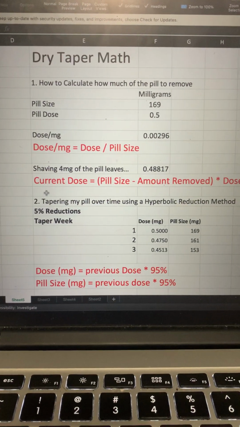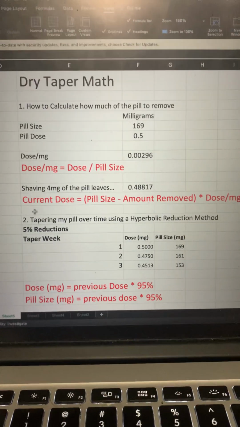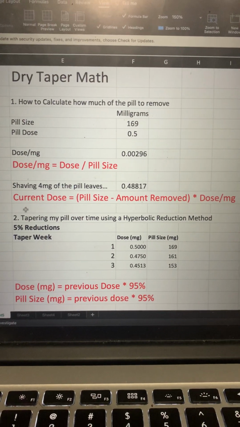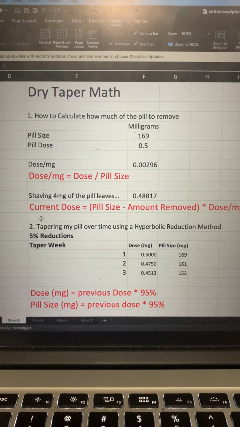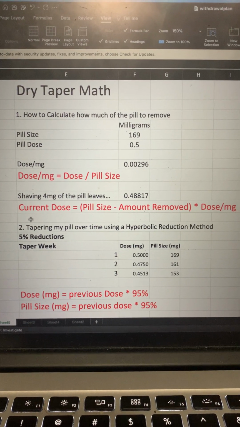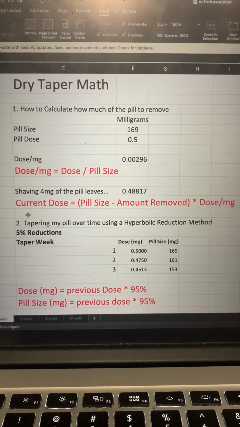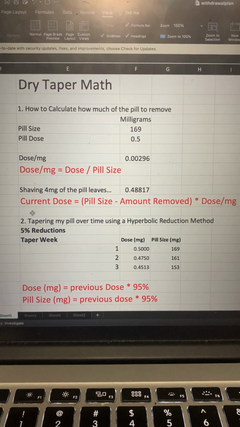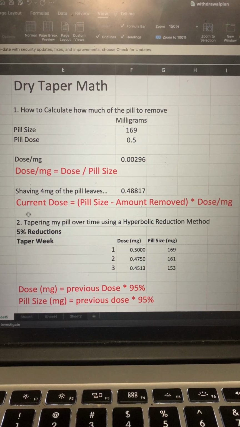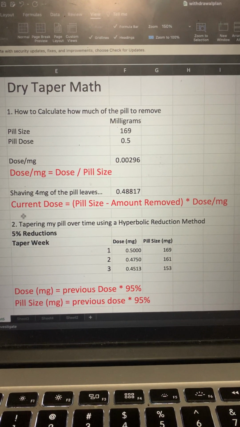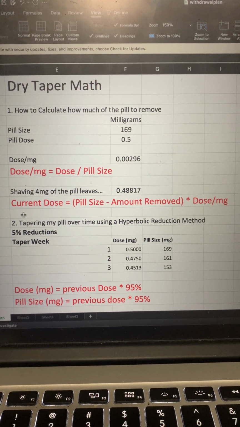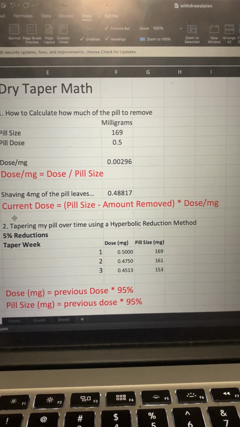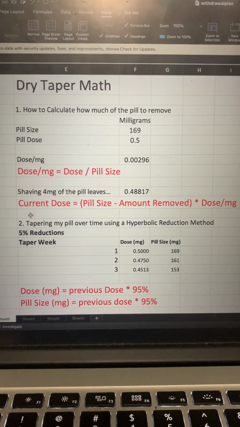Hello. So I was recently asked to help offer some guidance on how to do the pill math. There's different math for the liquid taper versus the dry taper. Today I'm just going to focus on the dry taper. The math's very similar, but it's just different because we're working with different units of measure. We're doing milliliters in the liquid versus milligrams. But today I'm just going to show you the dry taper math.